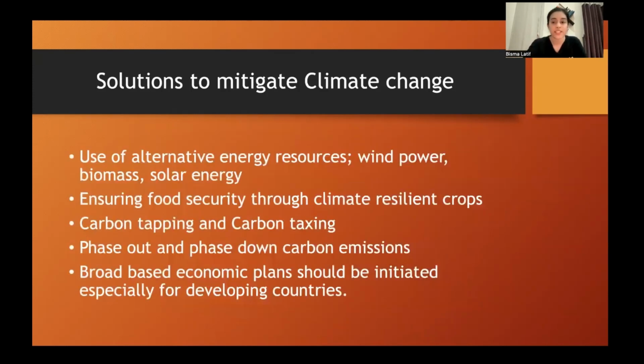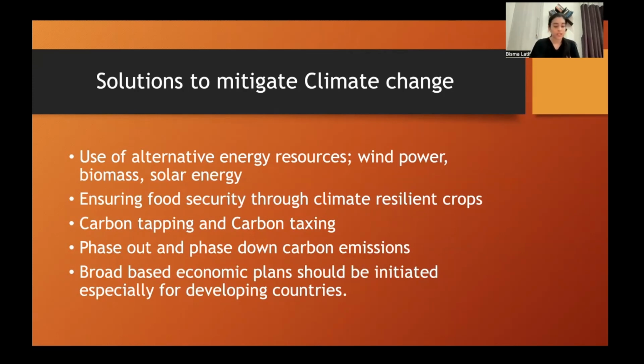Moving forward, these are some solutions that can be implemented to mitigate climate change. Use of alternate energy resources such as wind power, biomass, solar energy. Instead of using fossil fuels, coal, and petrol, use hydropower, wind power, and solar energy. That is green and it is sustainable. Ensuring food security through climate resilient crops. Carbon tapping and carbon taxing.